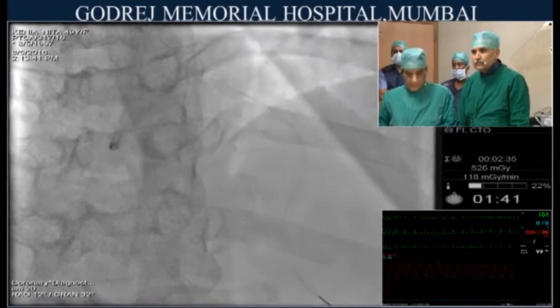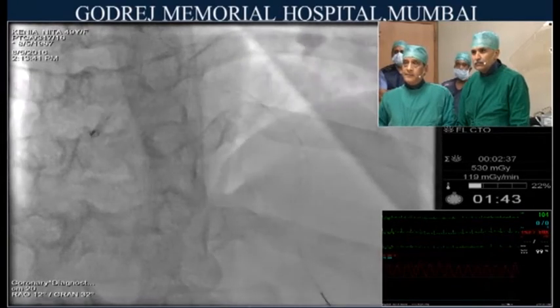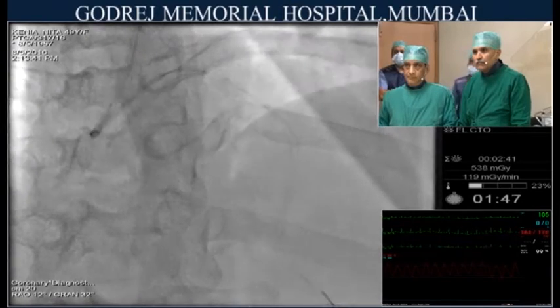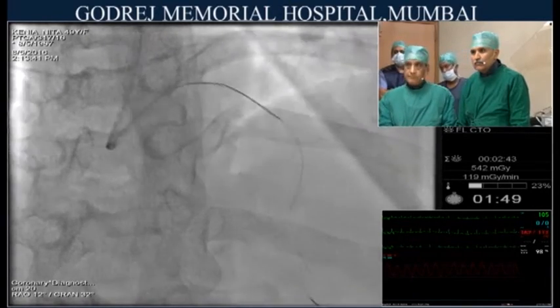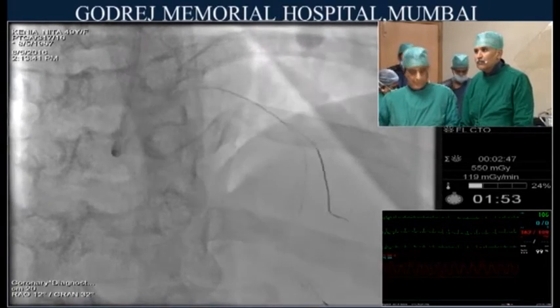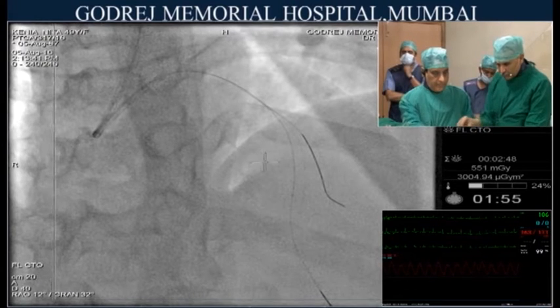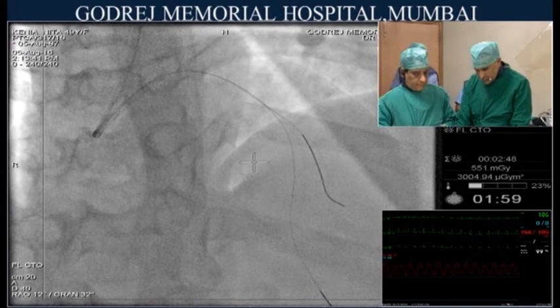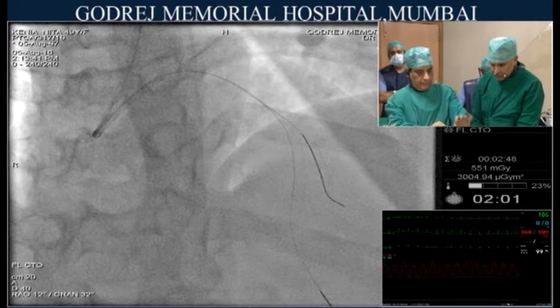Manish, what is your workhorse wire at Columbia? It used to be BMW Universal, but recently I've switched to the new Samurai wire, which is a Boston Scientific wire, which is fantastic. It's an advantage over the Pro Water.